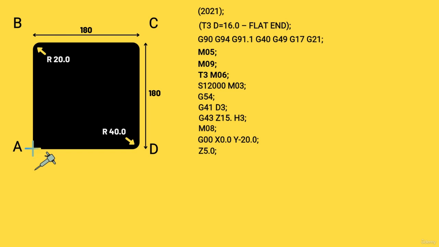So rather than coming down right on X equal to 0, Y equal to 0, that is our datum, we have come off the Y-axis by 20 mm. This will give us a greater dimensional accuracy and better surface finish as we start machining the part.